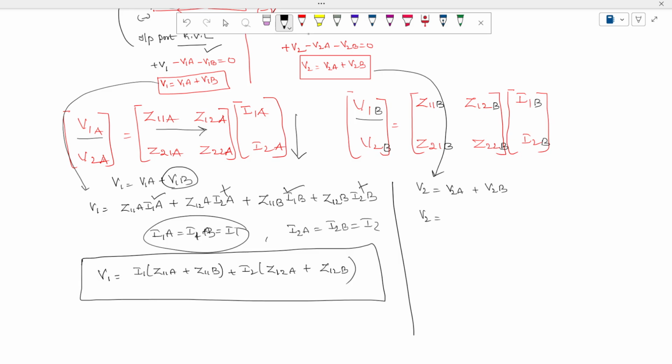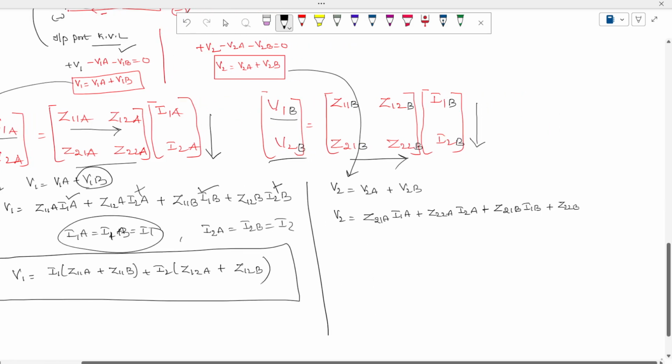How to write V2A? V2A I can write as Z21A I1A plus Z22A as well as I2A. And how to write V2B? V2B I can write as row multiplied with the column. So V2B I can write as Z21B I1B plus Z22B multiplied with I2B. And here I1A is equal to I1B is equal to I1.